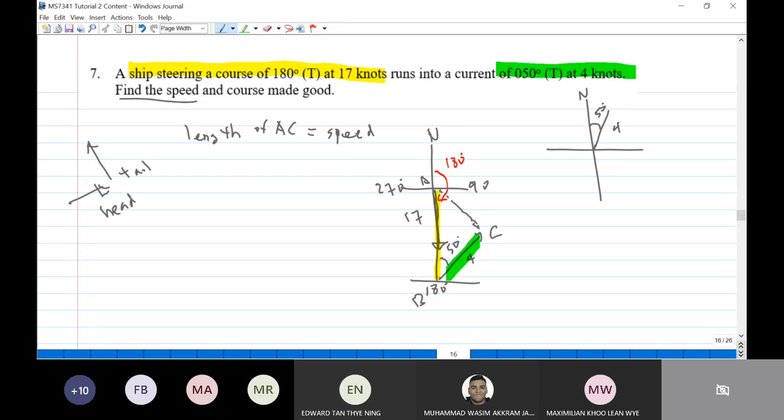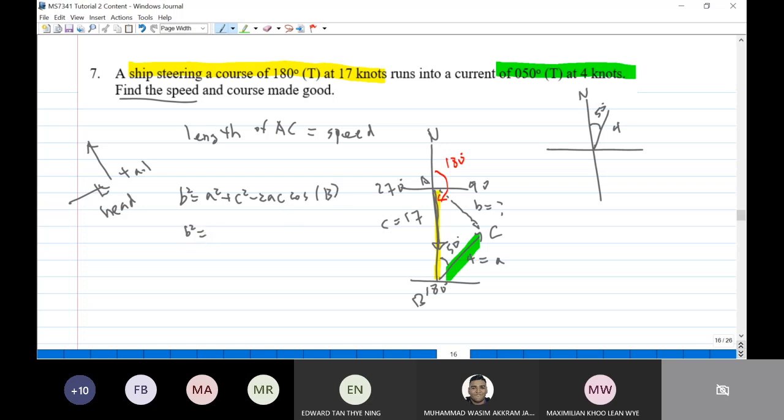So how do you find the length AC here? In this case you have the angle B, right? This is B here, this is A, this is C. So you have two sides and the angle in between, so you can use the cosine rule. B square is equal to A square plus C square minus 2AC cosine B.